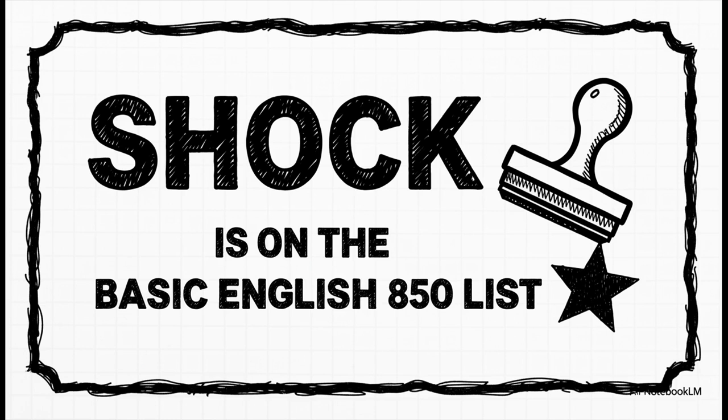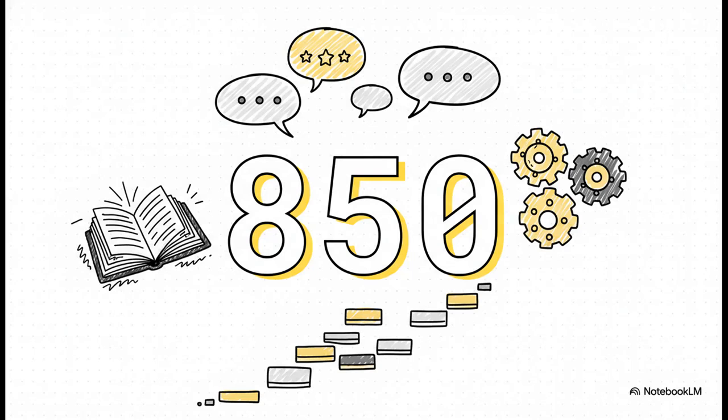Now, this is not just some random collection of words. It's a whole system, carefully built for a very specific reason. Just take a second and look at that number, 850. To put that in perspective, the full English language has hundreds of thousands of words? And this entire system for communicating is built on just 850. It's a tiny but really powerful toolkit.